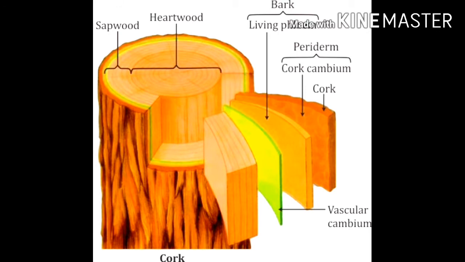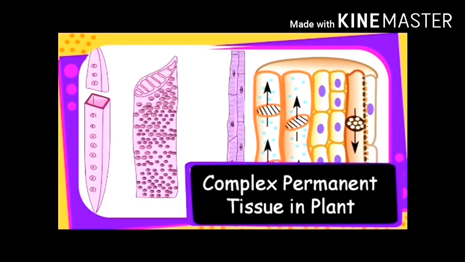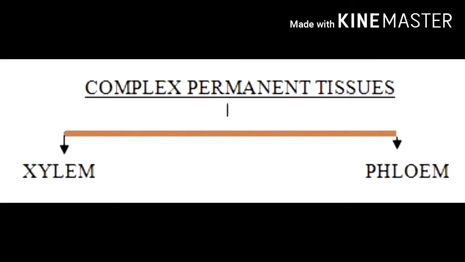Now let's study about complex permanent tissues in plants. They are those permanent tissues which are made of more than one type of cells which work together to perform a particular function. Means these tissues are made up of more than one type of cells. And these are vascular tissues and they are of two types. What are these two types? Let's study. Complex permanent tissues are divided into two types, xylem and phloem. And they are also called vascular tissue or conducting tissues.